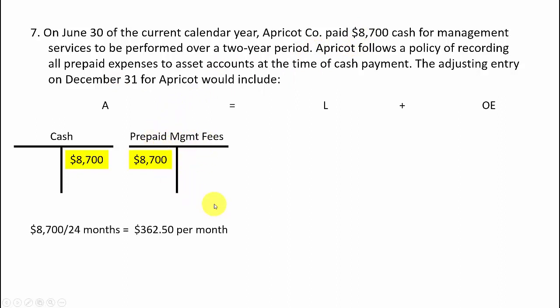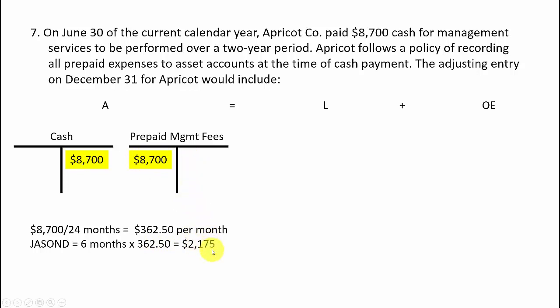So 24 months divided into 8,700 means that each month we're going to use up of this asset $362.50, and it looks like 6 months have gone by from June 30th to December 30th. That'd be July, August, September, October, November, December, which is 6 times 362.50, and that means of this 8,700 we're going to use up, or expense, $21.75.